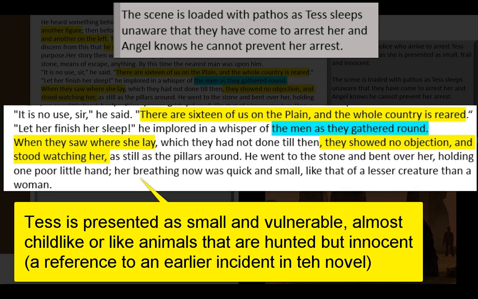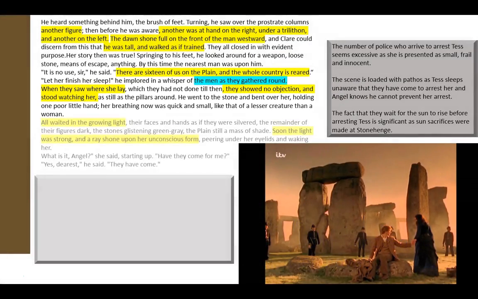She becomes this innocent, and throughout the novel he refers to the fact that when you look at Tess in certain lights you can see the 5-year-old Tess and the 16-year-old Tess, so all of her different versions of herself are there. Angel knows he can do nothing to prevent this arrest. He just asks them to wait until she wakes up.